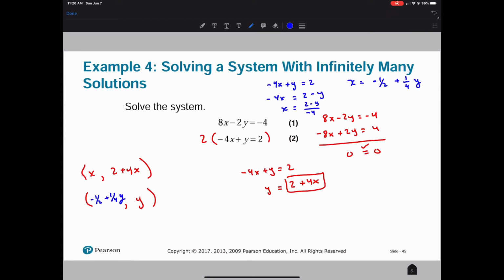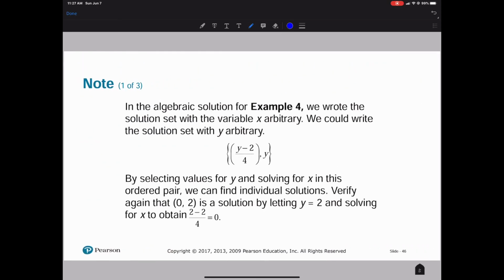So if you see these, you know what they're actually asking for. That's what this is saying right here, all right? So if you think about it, it says, in the algebraic system of example 4, we wrote the solution set with variable x arbitrary. So we could also write it as y arbitrary. I showed you how to do both. And the way they wrote it here, they just didn't simplify it. They just didn't separate it. All right, so just keep that in mind.